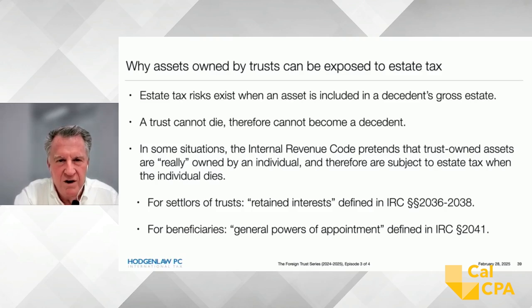But the only way that it can happen is, as I said earlier, if the person who made the gift to the trust made a gift with some strings attached, aka retained interests. Similarly, if you're a beneficiary and you have what's called a general power of appointment, that is treated as sufficient power over the trust assets to functionally treat that asset as belonging to you. And therefore, if you fall over dead, the trust assets will be subject to U.S. estate tax.